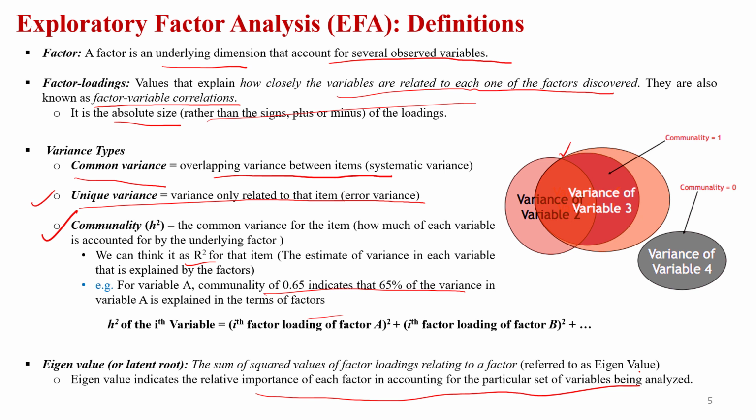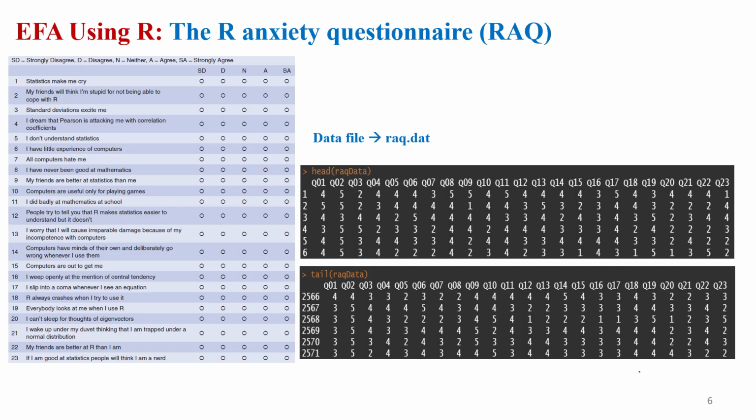Okay. So we will see this when we are going to perform in R. For that, I'm going to use the R anxiety questionnaire. The question items are these, from 1 to 23. For this questionnaire, we are quantifying using the Likert scale, where SD is strongly disagree, disagree, neutral, and so on. And the data is available in this data file.